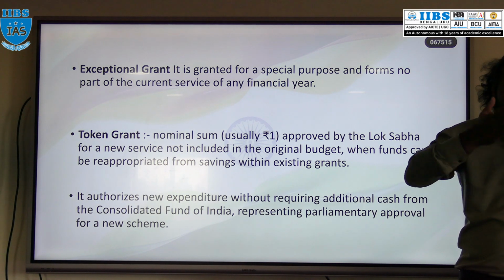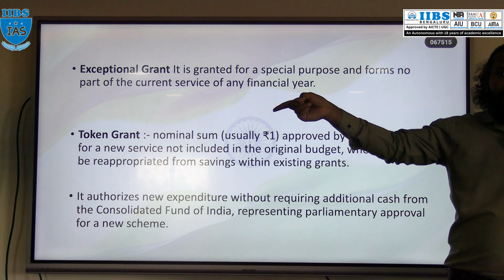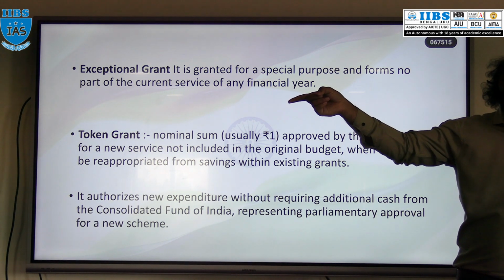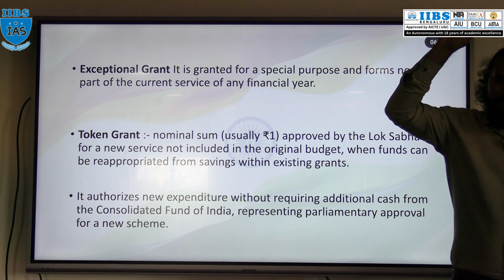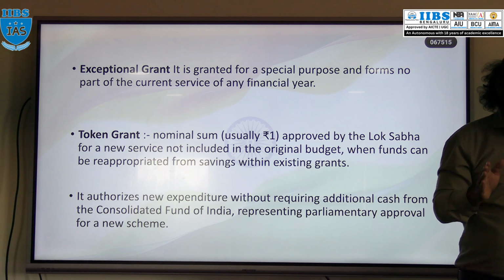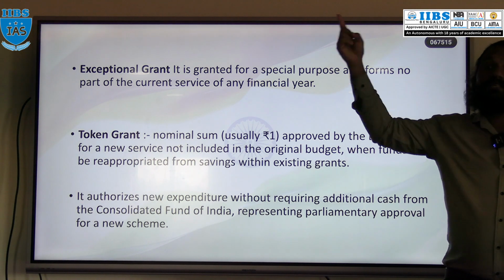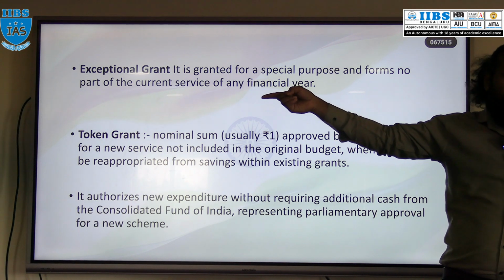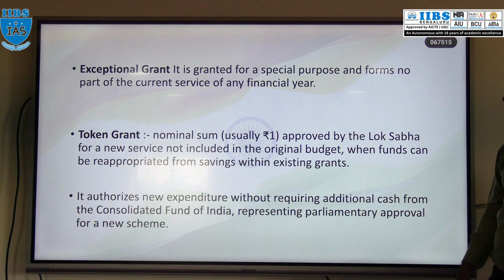So that 1,000 crore excess amount he can incur on other services, like construction and development of a football stadium. Are you understanding? So here the excess amount is there, and that amount is reappropriated for other services. So that comes under the token grant.